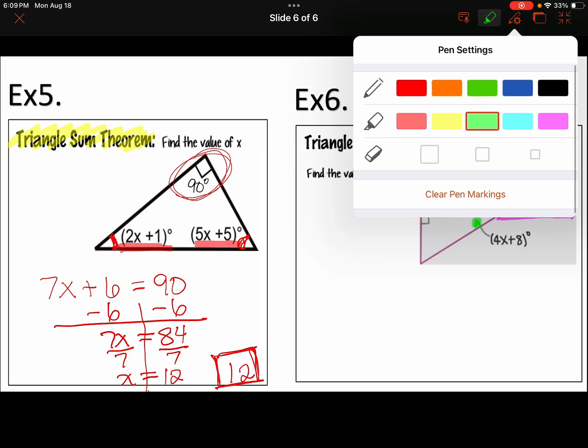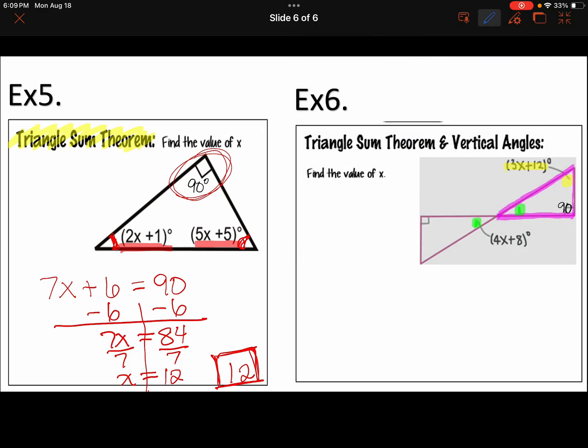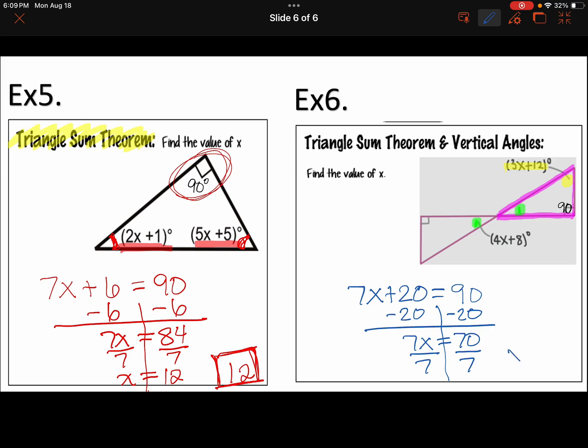And so once I have all three angles, I'm ready to write my equation. Again, I'm going to set it equal to 90 because I already know that 90's been used up. 3 and 4 is going to give me 7x. 12 and 8 gives me 20. So then from there, I'm going to subtract 20. 7x equals 70. Divide by 7. And so now I know x is 10.